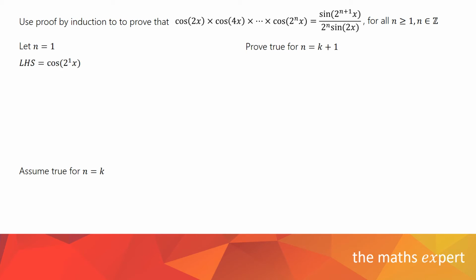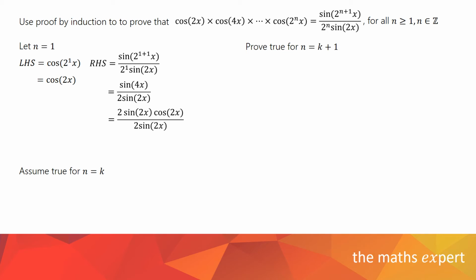We can see when n equals 1, the left-hand side is equal to cos of 2x. But the right-hand side needs some manipulation in order to show that it is equal to the left-hand side. Now let's think logically about what identities we're going to use. At the moment, our angle on the numerator is 4x. But in the left-hand side, the angle is 2x. So I can use the double angle identity here in order to change this angle into 2x. We can now see that things will cancel out, and therefore the left-hand side is equal to the right-hand side.